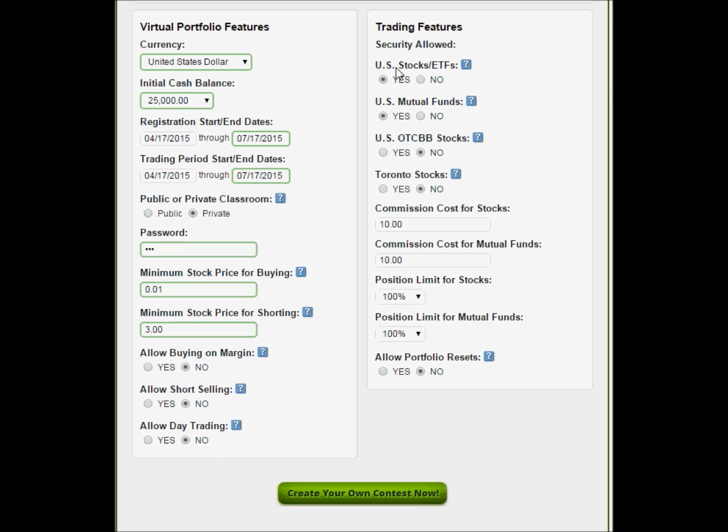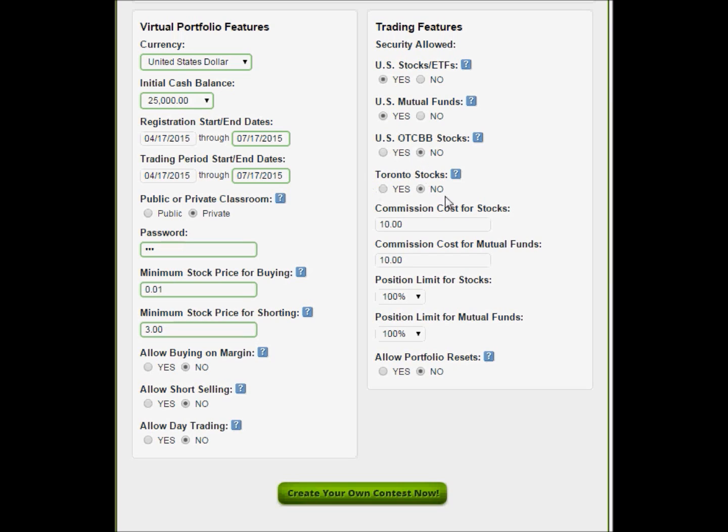This will allow types of securities people can trade. U.S. stocks and ETFs are the most common things that are traded. Next to that, it's U.S. mutual funds. OTCBB stocks are mostly penny stocks that are not traded in the regular exchanges. You can enable these if you want to, but it's almost always garbage, like penny stocks of shell companies that went bankrupt years ago and things like that. So by default, we leave this turned off.